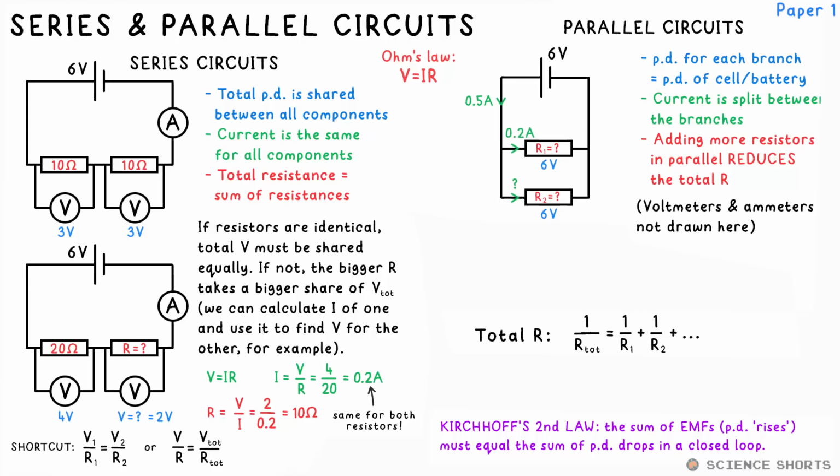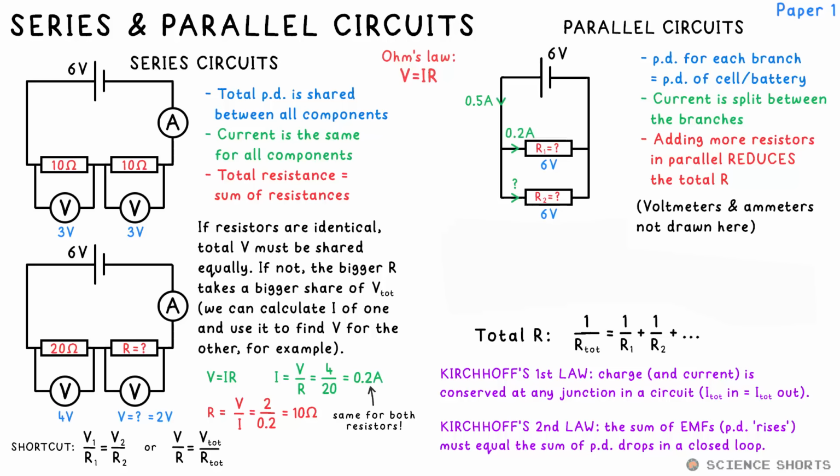If, however, we say 0.5 amps total current is flowing through the battery and 0.2 amps of that is flowing through the top resistor, that means there must be 0.3 amps flowing through the bottom resistor. This is actually Kirchhoff's first law. Total current into a junction equals total current out. If you're not in a rush, why not pause the video and see if you can calculate these two resistances.